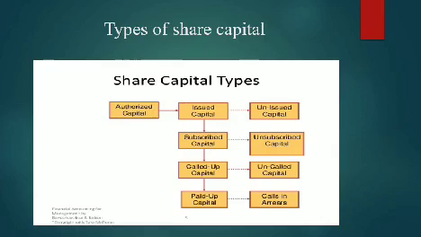Now the second stage, issued capital. The issued capital is part of authorized capital. It is 1 lakh authorized capital. Out of 1 lakh, only 90,000 shares are issued. The remaining 10,000 is unissued capital. Third is subscribed capital. It is part of the issued capital, subscribed by the public. Only 90,000 we issued to the public. Out of 90,000, the public subscribed only 85,000. The remaining 5,000 is unsubscribed capital.